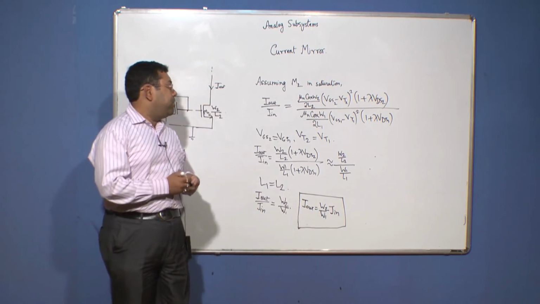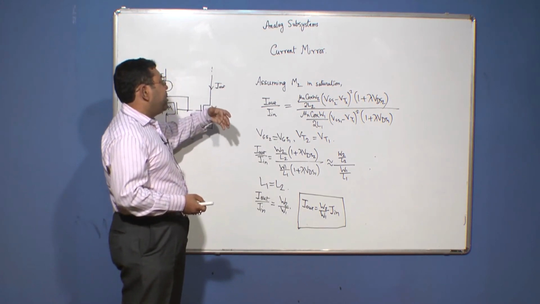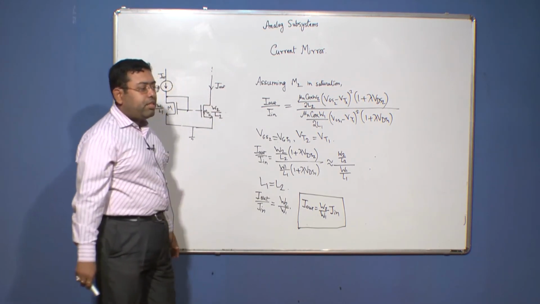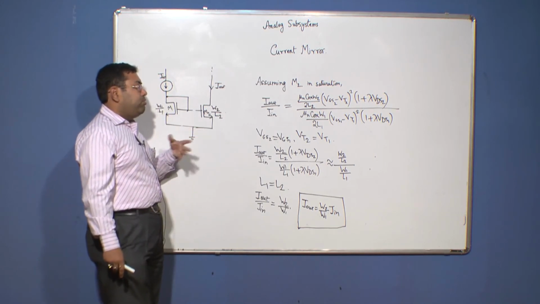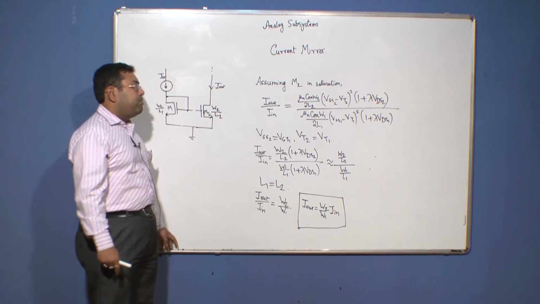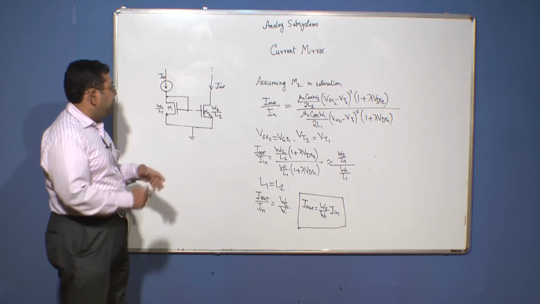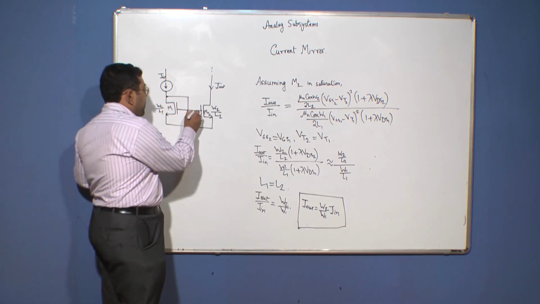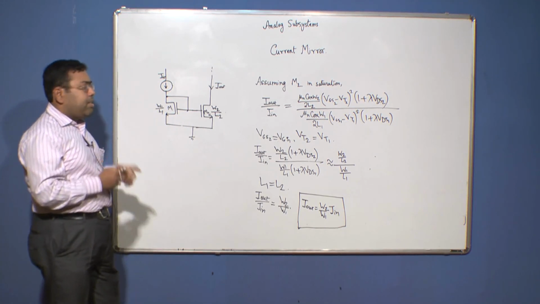This configuration particularly is very important because, as we shall see later in differential amplifiers, we popularly use a current mirror load to have a maximum gain, and in that case we typically use a current mirror load. Typically in most cases we use a PMOS current mirror load.